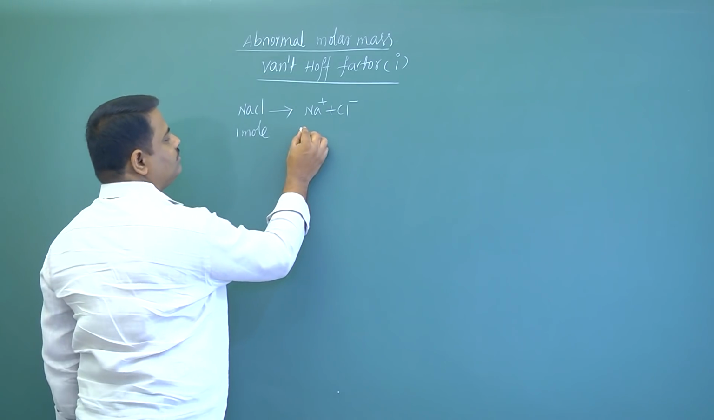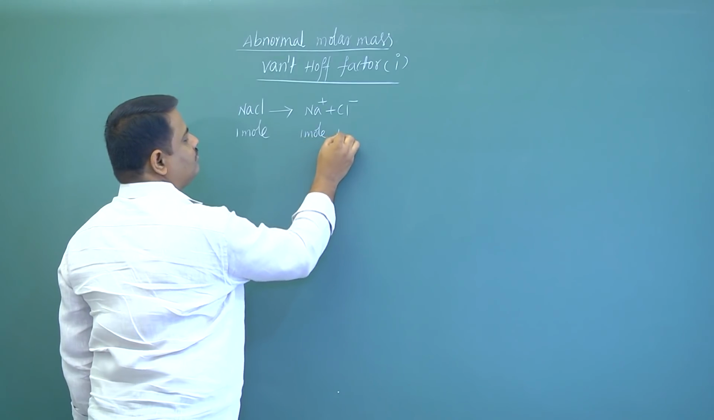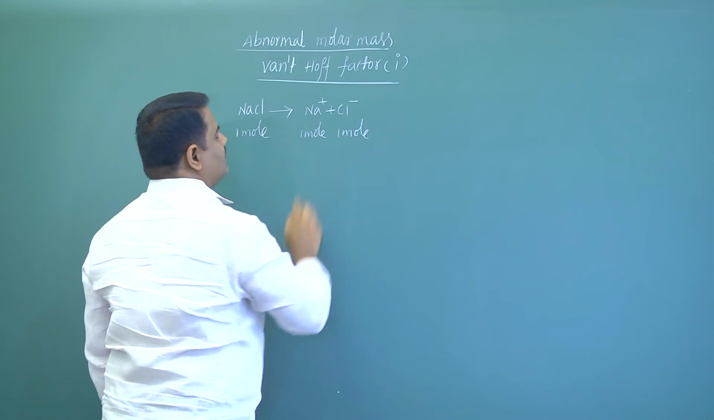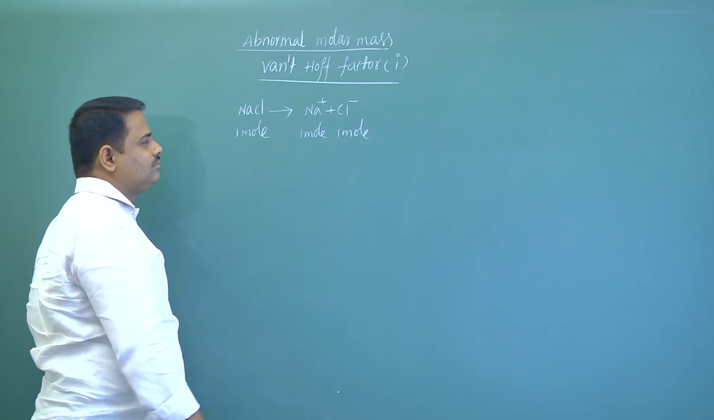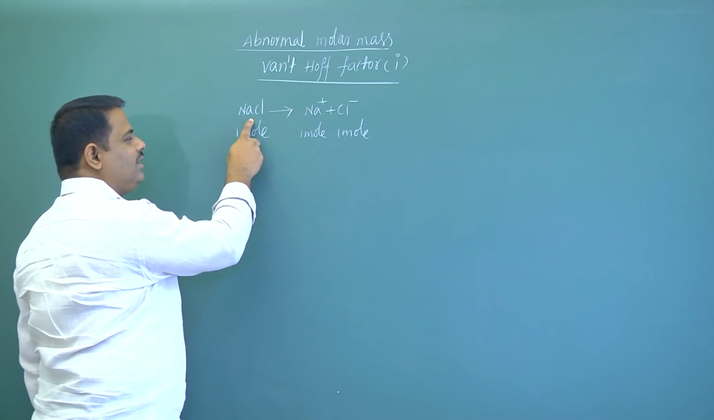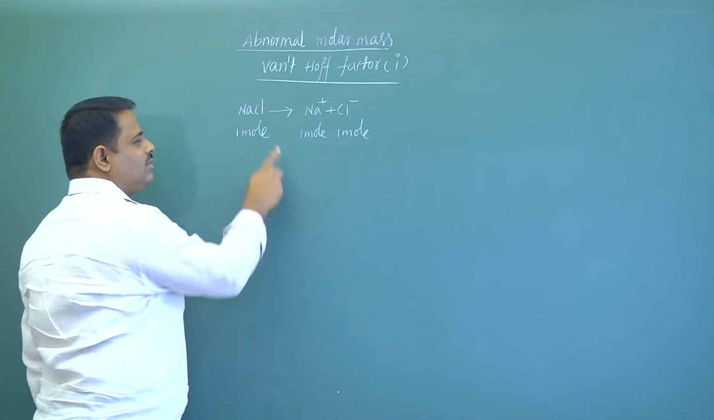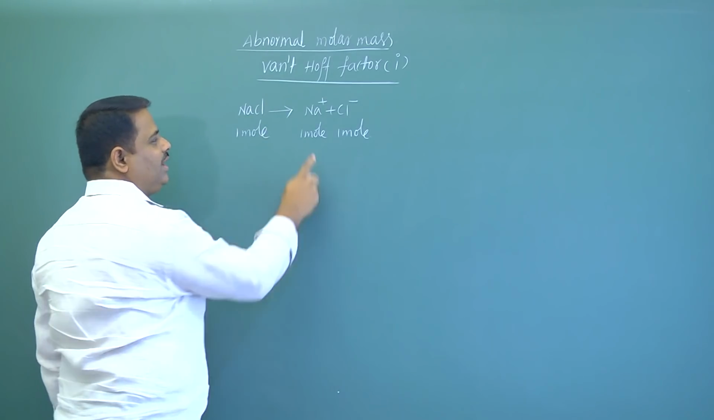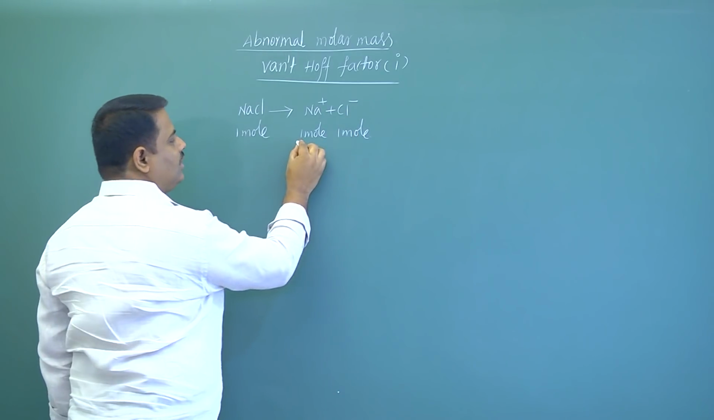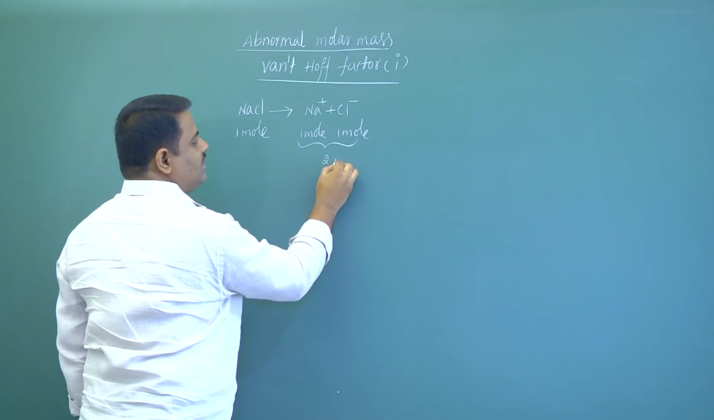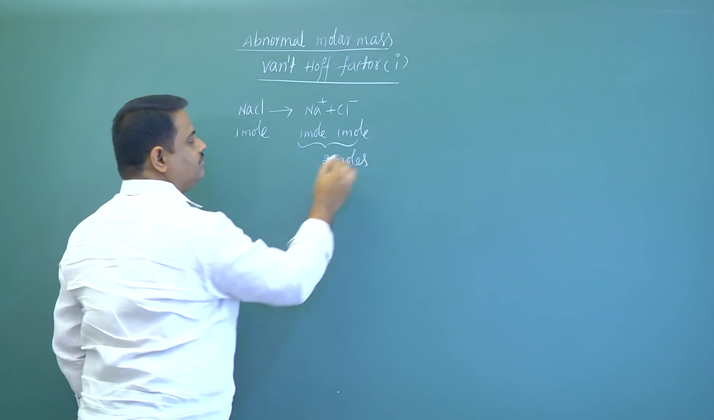Now, here, one mole of sodium chloride you are taking initially. So, after addition of NaCl to water, it dissociates to give 1 mole of Na+ ions and 1 mole of Cl- ions. Total together 2 moles of ions you are getting.